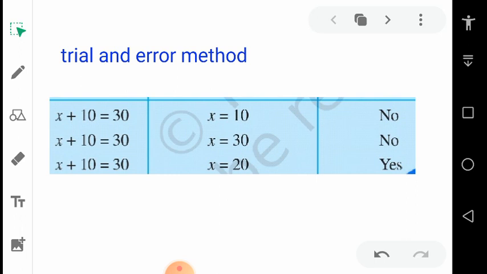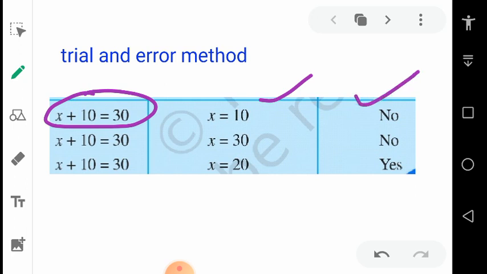As you can see in the first question, x plus 10 equals 30. So you just think about what x should be so that when it is added to 10 it will give 30. Now if x equals 10, then is it right? If we do 10 plus 10, is it 30 or not? Obviously not. So the answer is not correct.